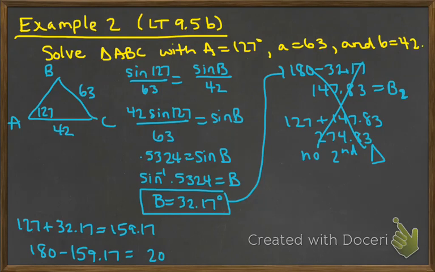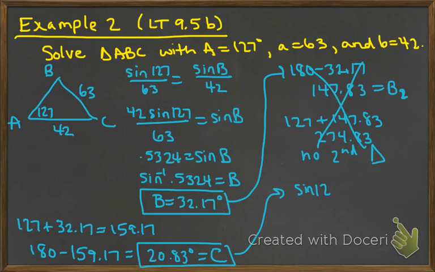And that gives me an answer of 20.83 degrees. And that is my angle C value. Now the last thing I need to do is find side C. So again, I'm going to set up my proportions, set up my law of sines. I'm going to stick with the one that I knew both of.